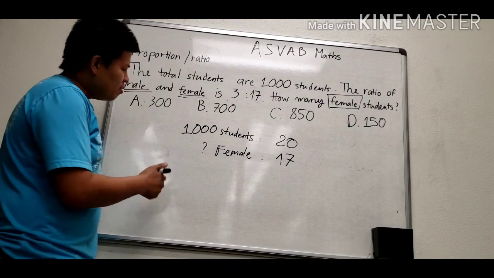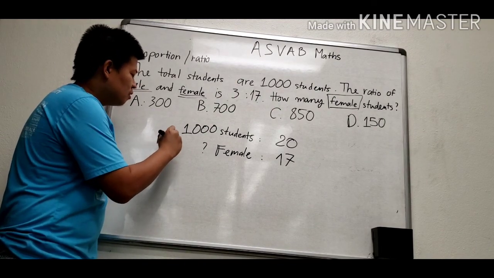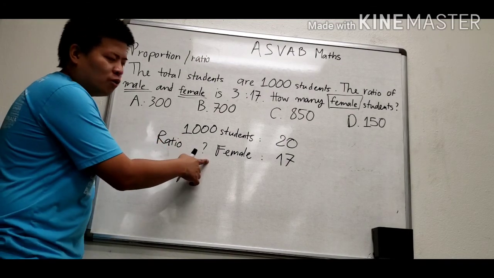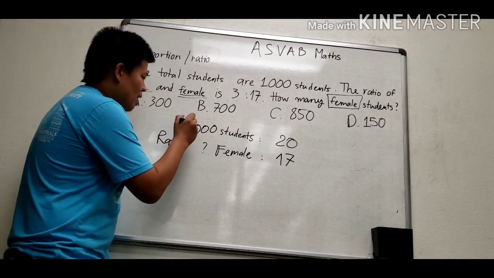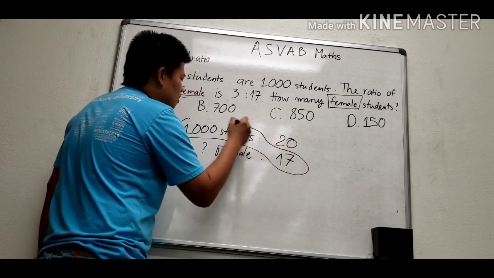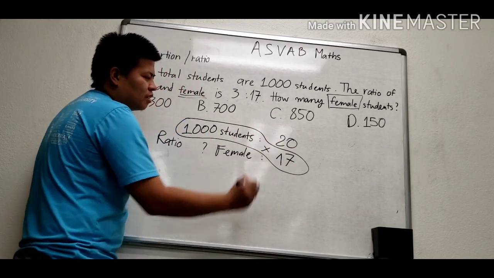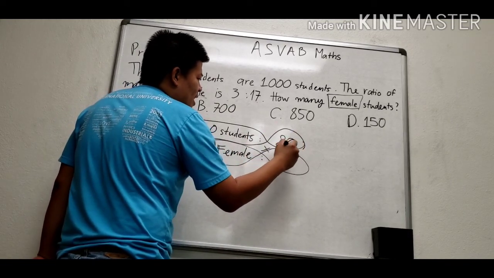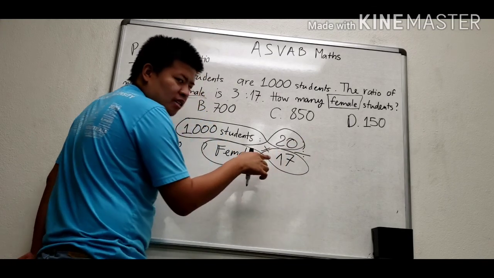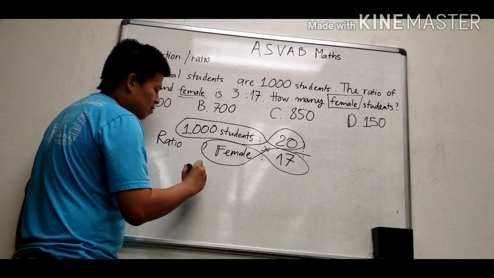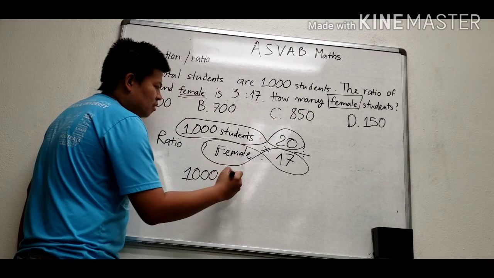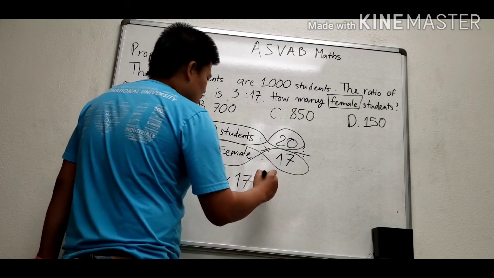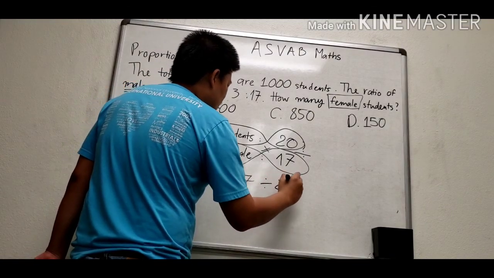Here we will use the ratio to calculate the total female. We have 1,000. We multiply with 17, and later we divide this by 20. So we will have 1,000 multiplied by 17, divided by 20.